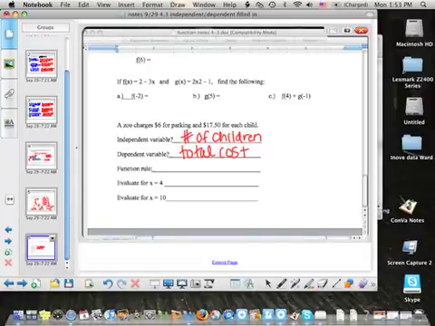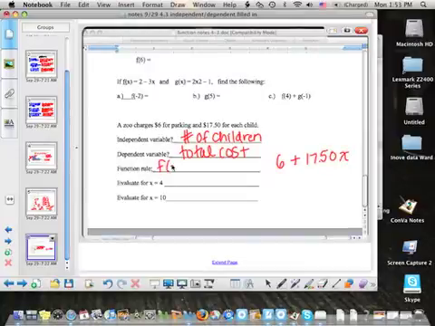Now the function rule for this problem, I know I'm going to have to pay $6 to park the car, but I'm also going to have to pay $17.50 for each child I take. So our function rule, f of x, or you could put y equals, would be $6 for parking plus $17.50 per child. You can write 17.50x plus 6 if you prefer. The order doesn't really matter necessarily.